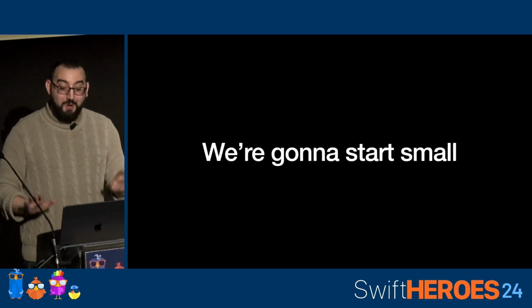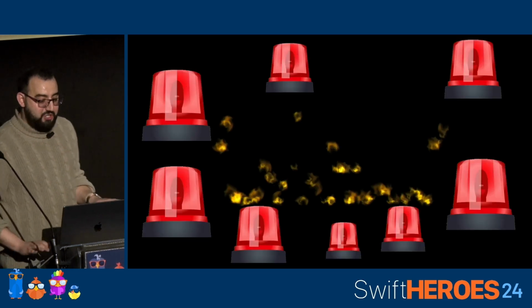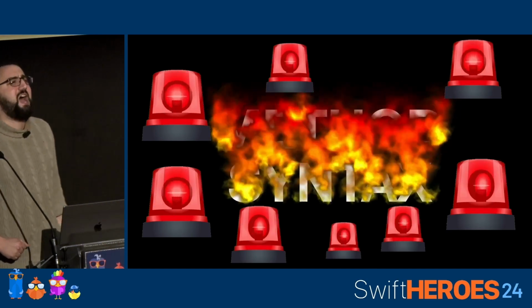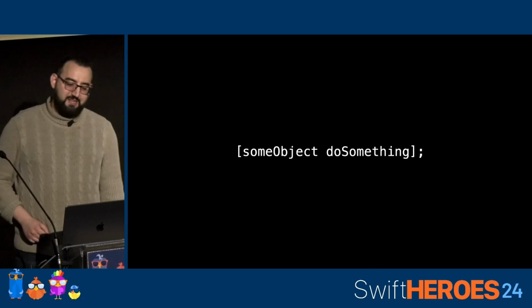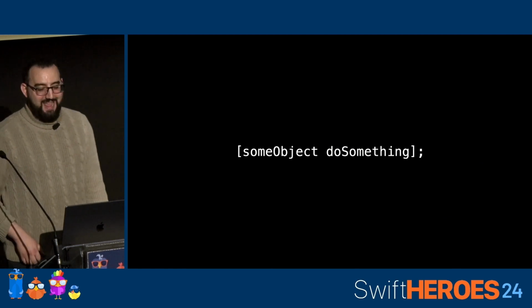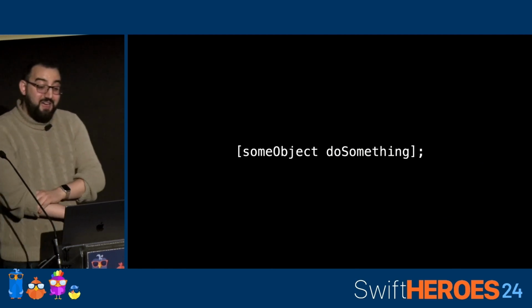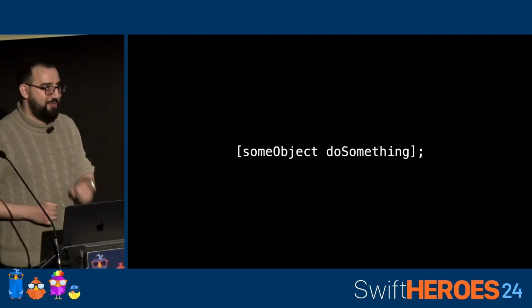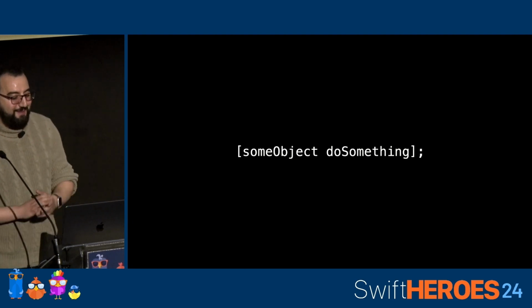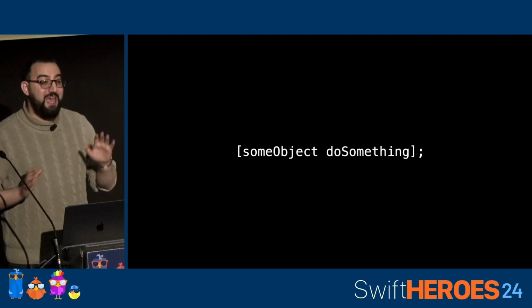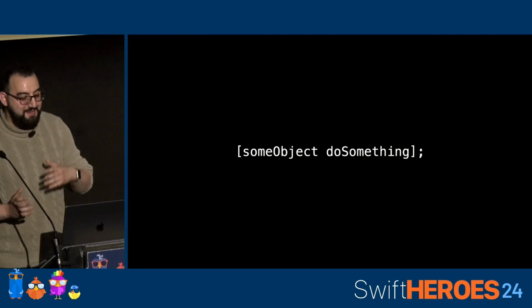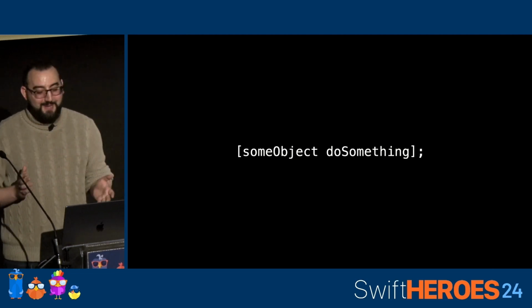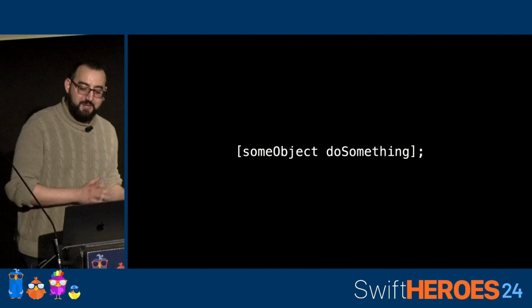We're going to start with something small and not super scary. Just kidding, it's method syntax time, baby! So, this is the bracket syntax that every non-Objective-C developer gets real scared of. We have our caller, SomeObject, and our method, doSomething. Note that since this is a C-based language, we end lines with semicolons.